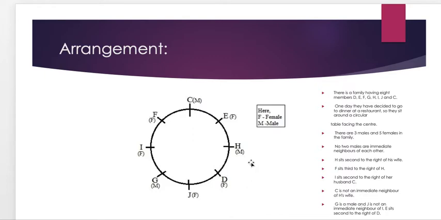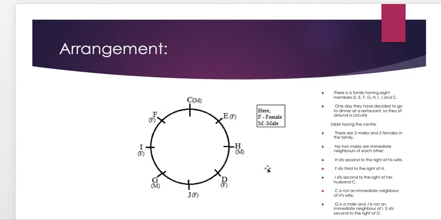And F sits third to the right of H. 1, 2, 3. So F sits third to the right of H. I sits second to the right of her husband C. So C is a male. You found H is a male and C is a male. And I is a female.